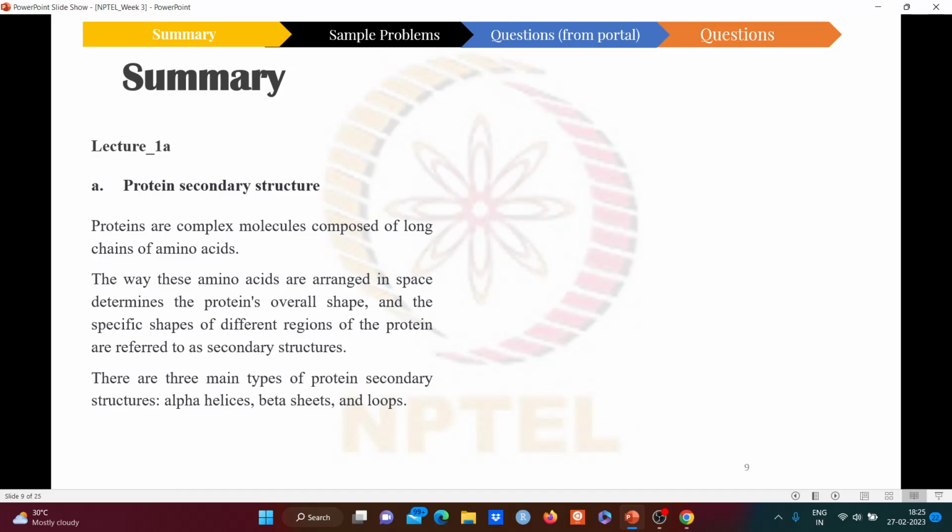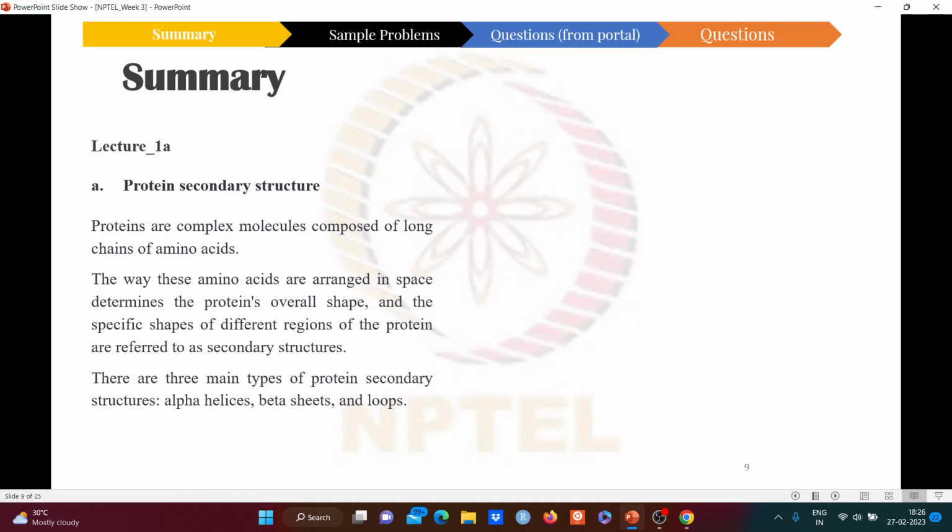The backbone of the polypeptide chain forms the axis of the helix, and the side chains of the amino acids point outwards. The alpha helices are stabilized by hydrogen bonds between the amino acid backbone and are often found in the core of the protein.